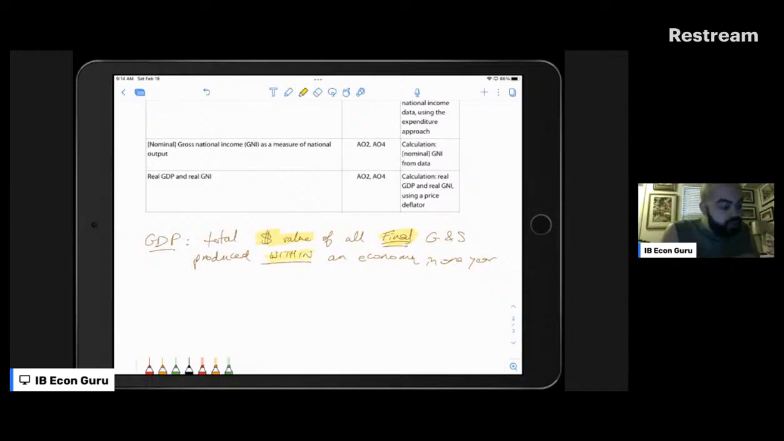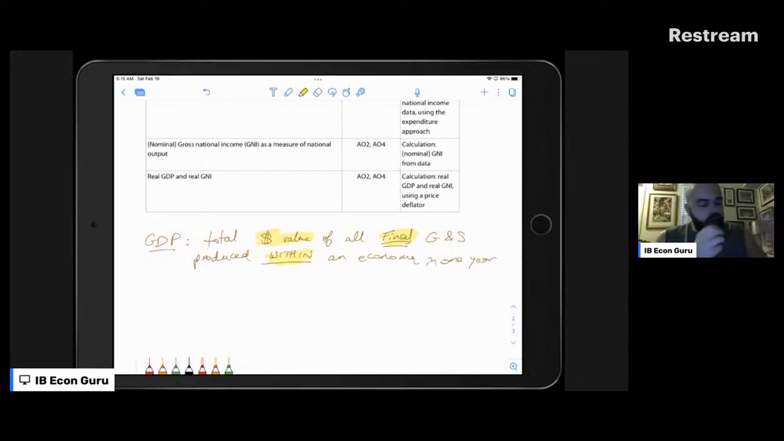Anything produced within the borders of the economy counts. It doesn't matter if the producer is a citizen of that nation or economy or not. So if you're measuring the GDP of the United States and there are Chinese companies in the United States, their output will be included in the United States GDP, regardless of whether or not they are citizens of the United States.